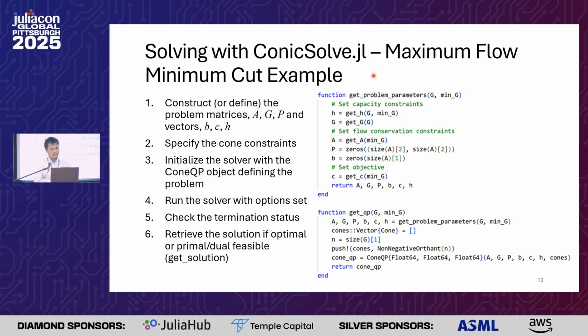Okay, so with the max flow min cut example, once we've defined those matrices and vectors, we can write some function here to give us the objective, and then we pass it into the solver. So here we construct the problem, we give it the parameters and the cones. The cones are with respect to the variable x, and because this is an LP problem, remember we use the non-negative orthant over the variable x.